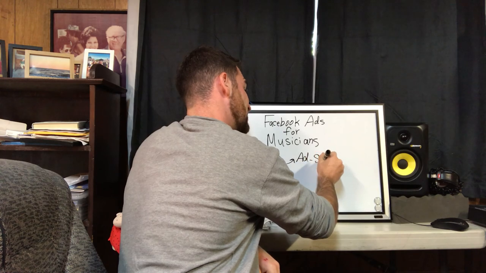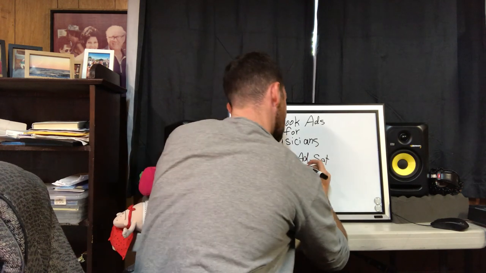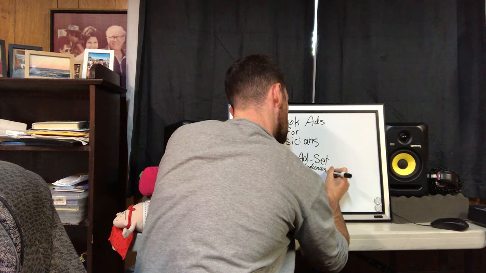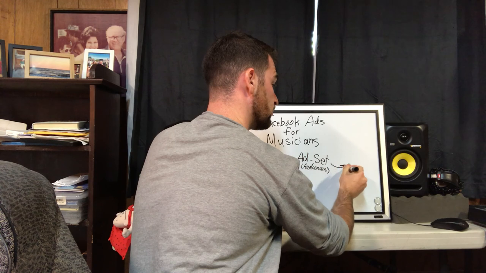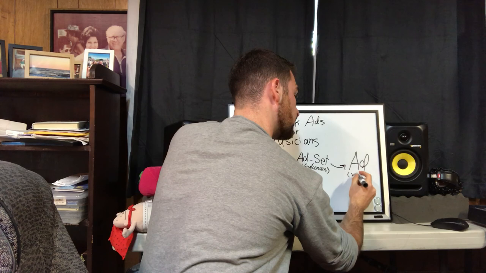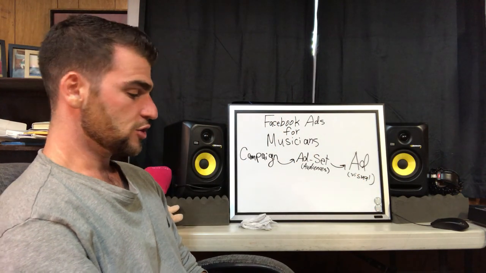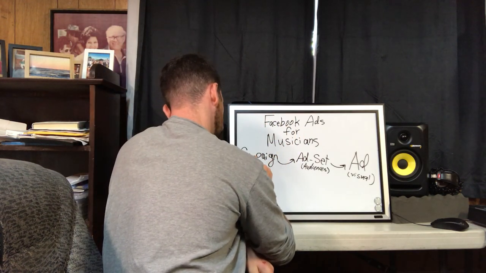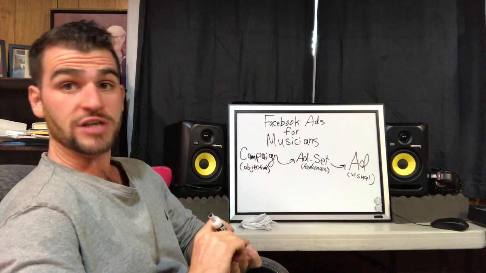Now the ad set handles audiences. So ad set is audiences, like the people. Right, and then the last thing you've got is the ad. And the ad itself is the visual. So picture, video, whatever it is, right? So the campaign is where you set your objective. Campaign is where you set your objective.